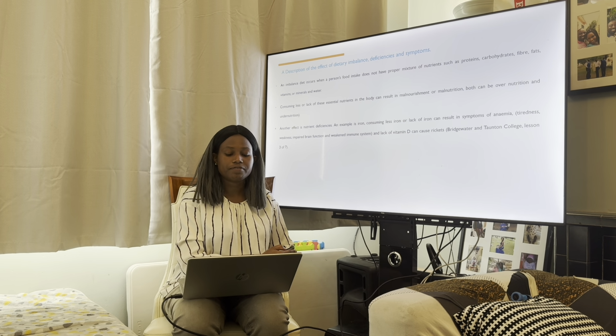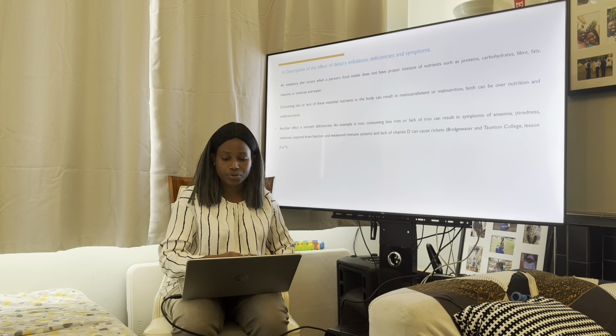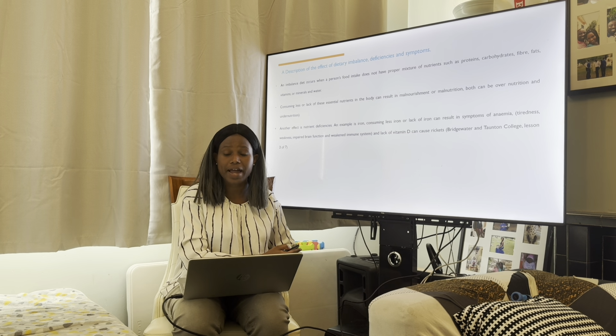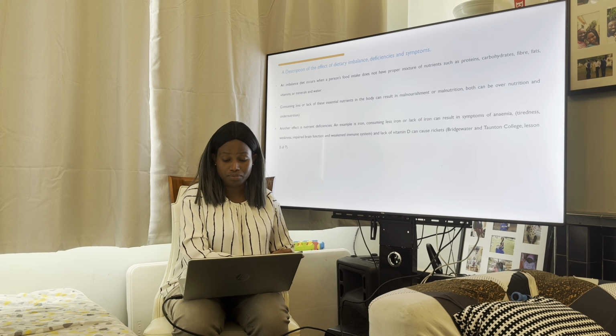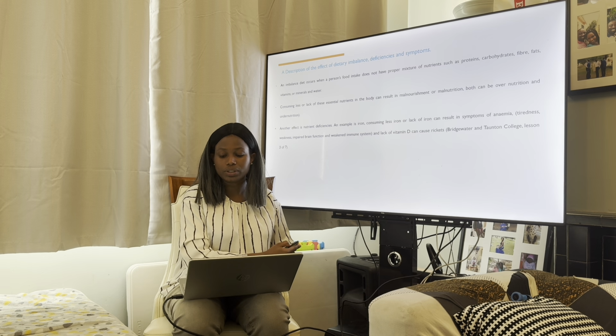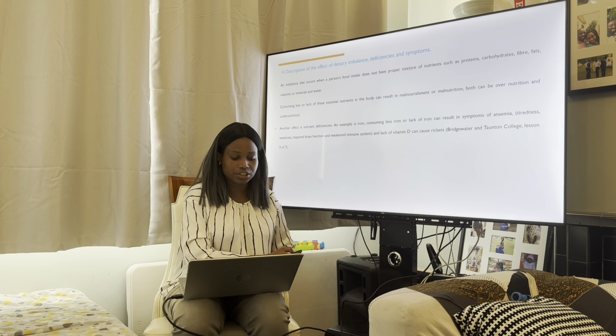A description of the effects of dietary imbalance, deficiencies, and symptoms. An imbalanced diet occurs when a person's food intake does not have the proper mixture of nutrients, such as protein, carbohydrates, fiber, fats, minerals, vitamins, and water. Consuming less or lacking essential nutrients in the body can result in malnutrition or malnourishment, and both can be overnutrition and undernutrition.